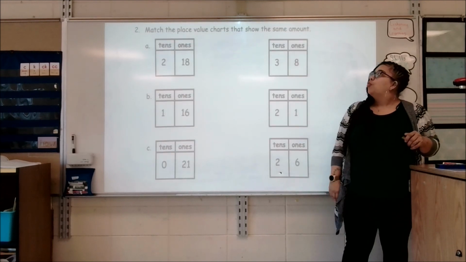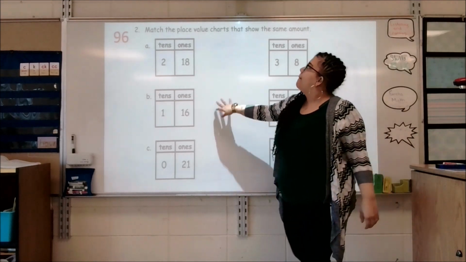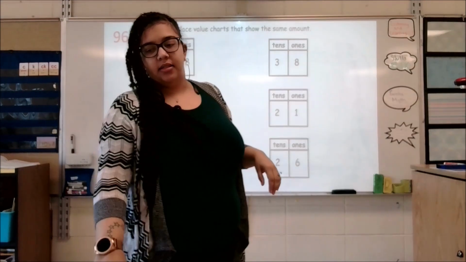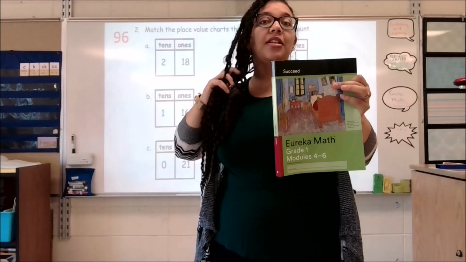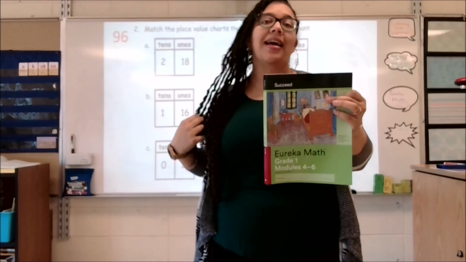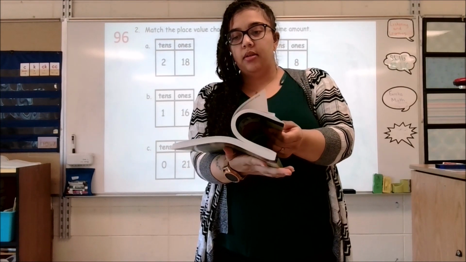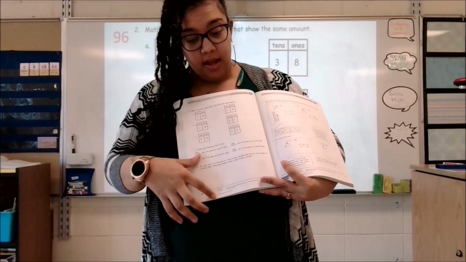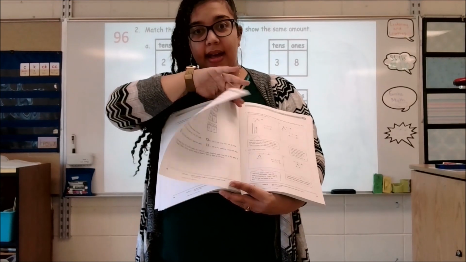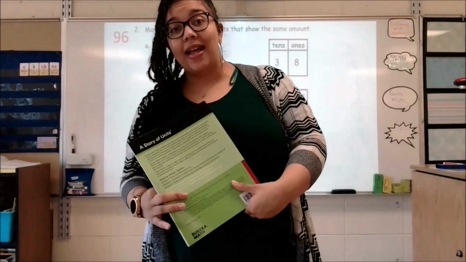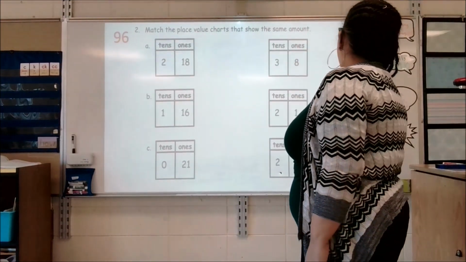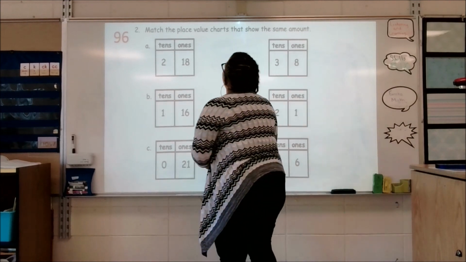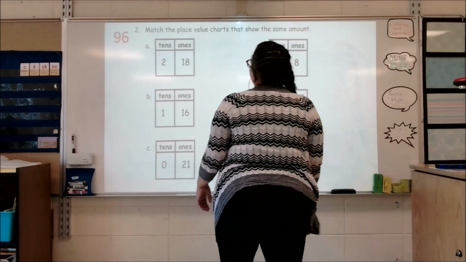So what we're going to do, we're going to practice some of this. We're going to match the place value charts that actually show the same amount. This is on page 96 in your homework book. We're on the back side of the homework assignment for this lesson. Page number 96, question number 2. And we're going to do some matching. It says match the place value chart that shows the same amounts.